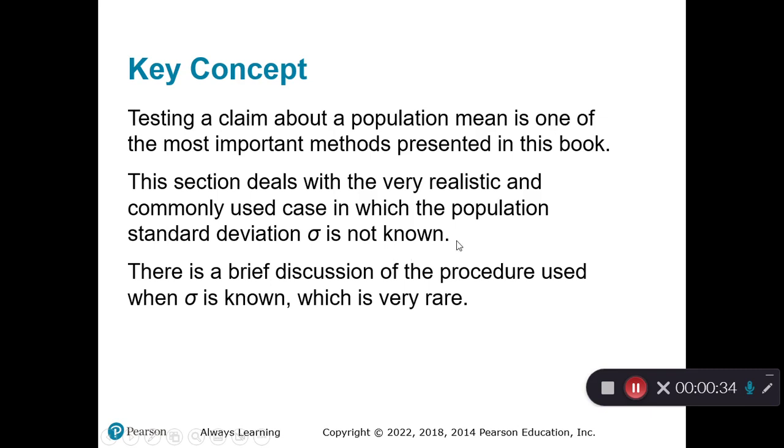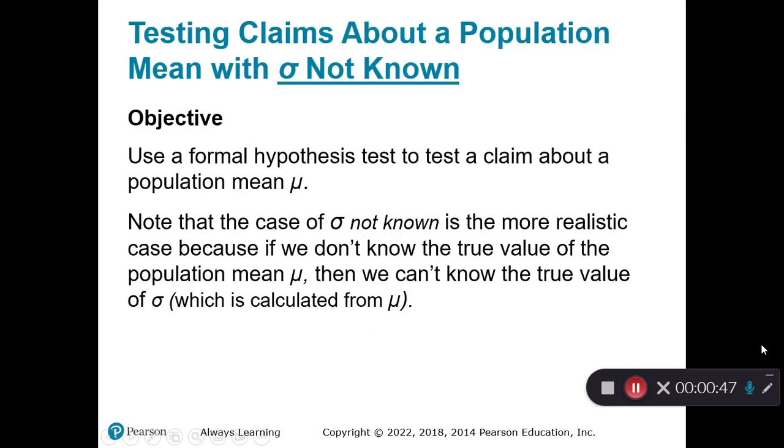It happens to be the more realistic case. But we'll also have a very brief discussion on procedures used when sigma is somehow magically known, which is rare, and there are some big assumptions made for those problems. So let's talk about why it is more realistic for sigma to not be known if we are making a claim about a population mean mu.